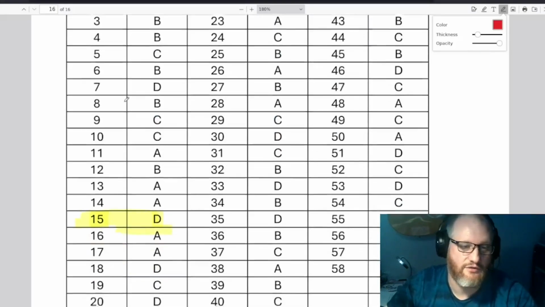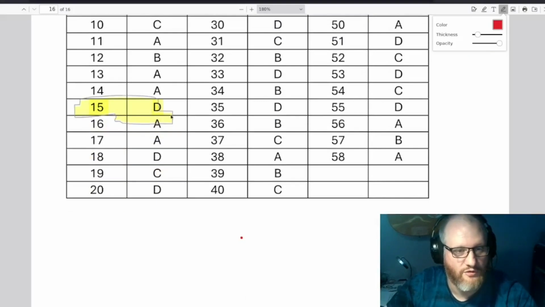Let's take a look at the answer key, see if we've got that right, and we can see, yep, for question 15 we've got option D, which is the correct answer.